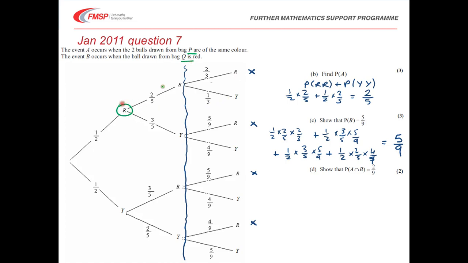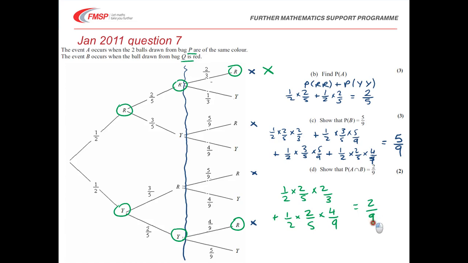So we're looking at P being the same colour and Q being red, which corresponds to red, red, red, and of course yellow, yellow, red. So we can work those out. It's the probability of getting a red out of P and a red out of P and then a red out of Q, or getting a yellow out of P, then another yellow out of P, and then a red out of Q. If you work those out, you can then see that you get your 2/9.